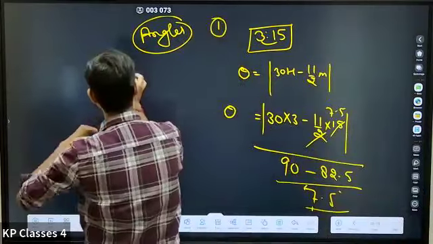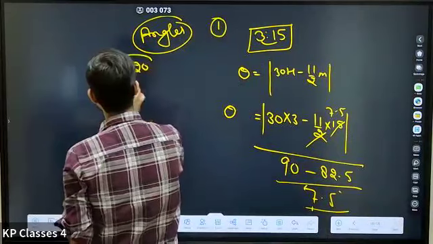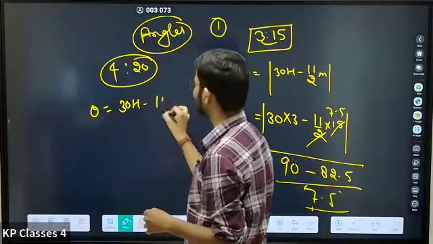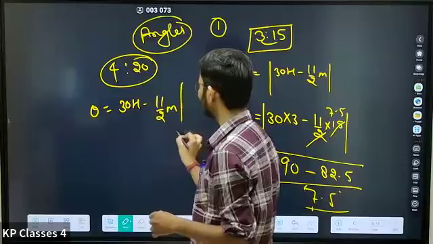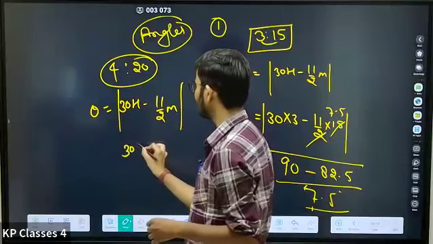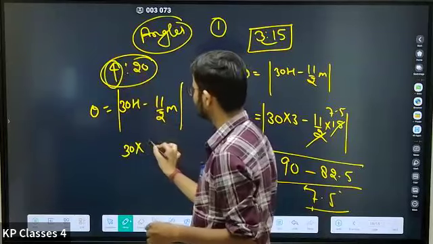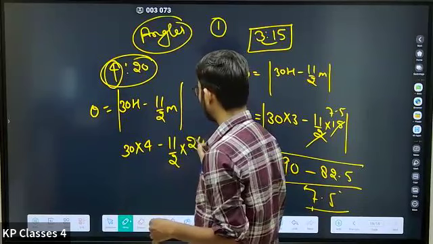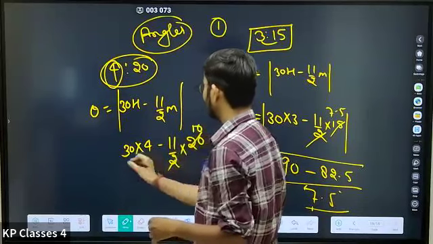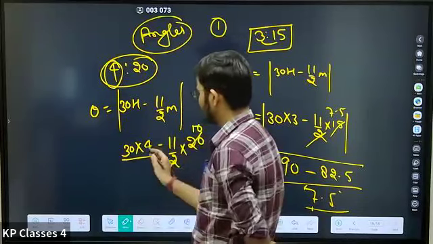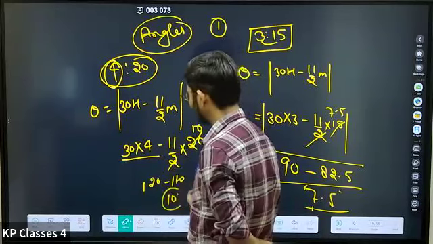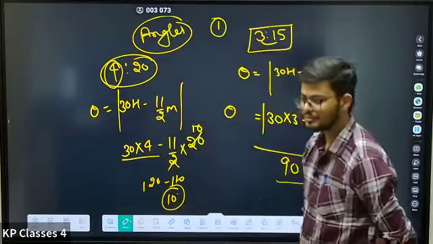Let's take another example. 4:20. What is the angle between the hands of the clock? Again, we'll be using the formula theta is equal to 30h minus 11 upon 2 m. So here 30 into h, which is 4, minus 11 upon 2 m, where m is minutes, 20. 30 into 4 is 120, minus 110. The answer is going to be 10 degrees.